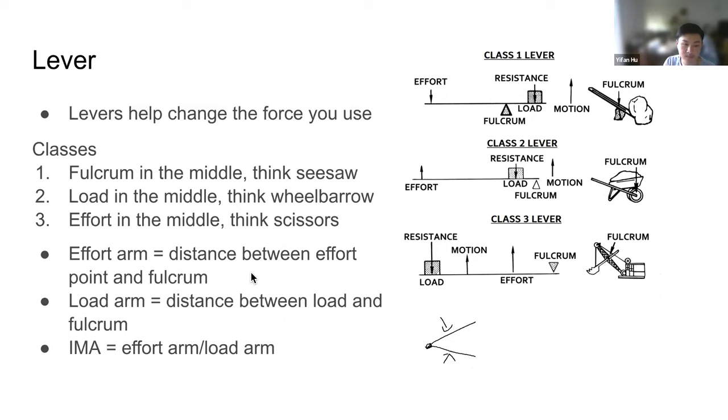So how you calculate the IMA of a lever is the effort arm over the load arm. The effort arm would be the distance between the effort point and the fulcrum, and the load arm would be the distance between the load point and the fulcrum. So in a class one lever, it'd be this distance.